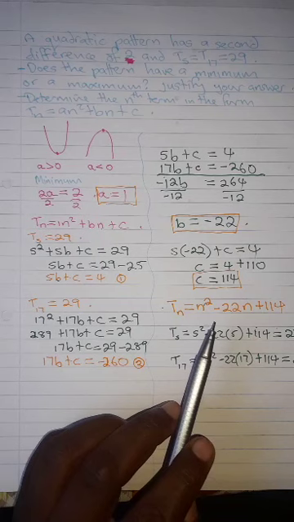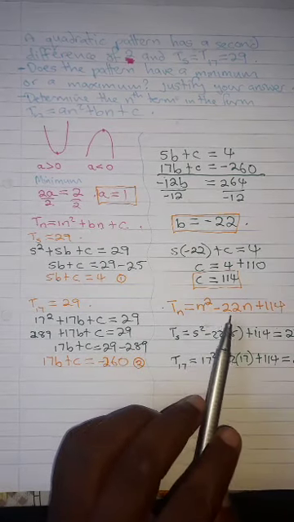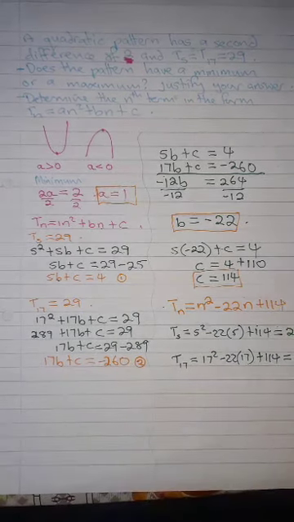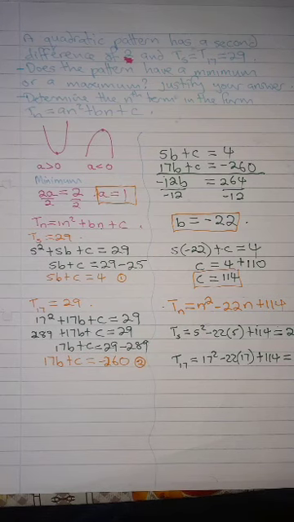To the second part of the question, Tn is equal to n squared minus 22n plus 114.